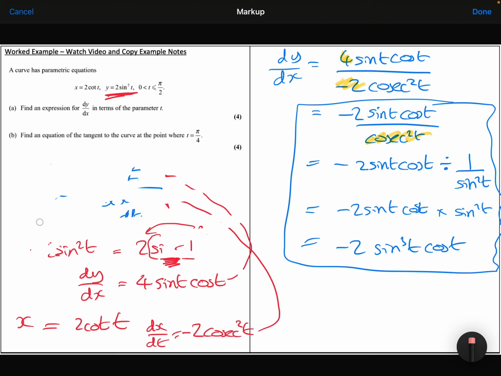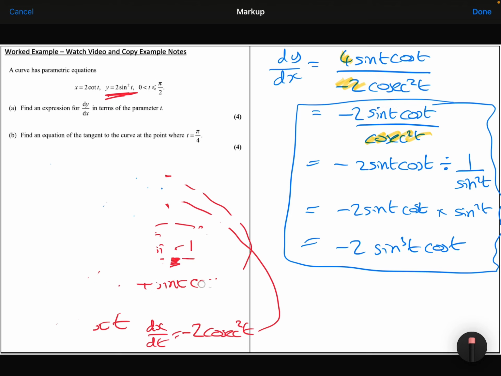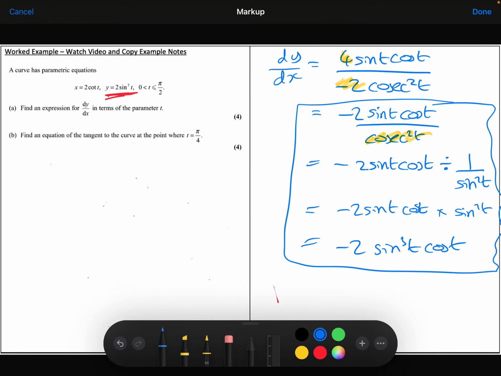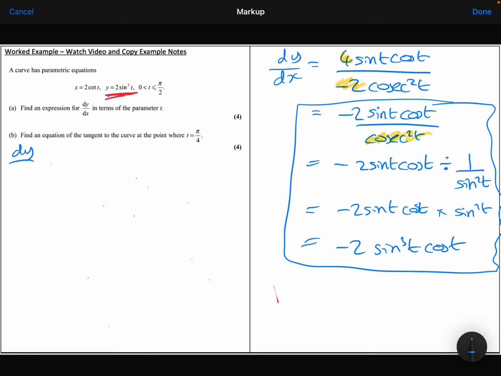Talking of part B, it says to find an equation of the tangent to the curve at the point where t is pi over 4. So t is pi over 4. That's going to allow me to work out the gradient now. I worked out the gradient function in part A of the question. It's minus 2 sine cubed t cos t.